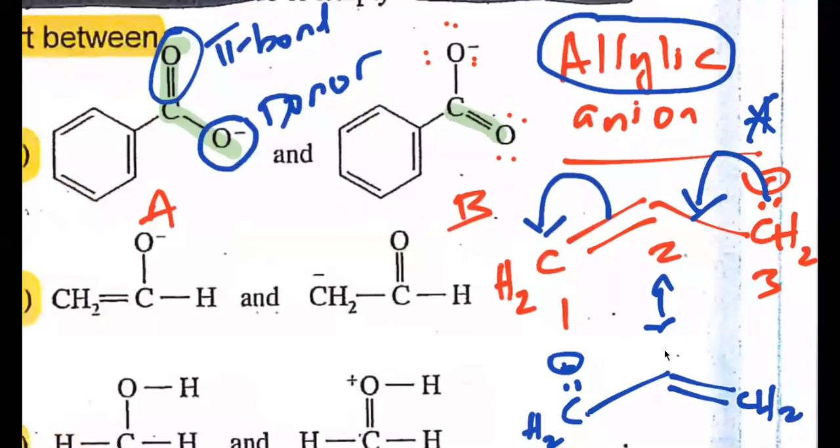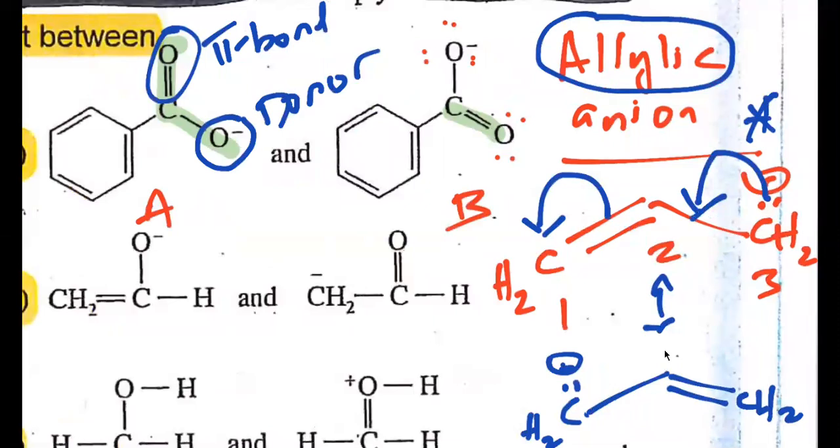Here's a quick question just to see if you're catching it. What would you do to go from the blue structure back to the red structure?